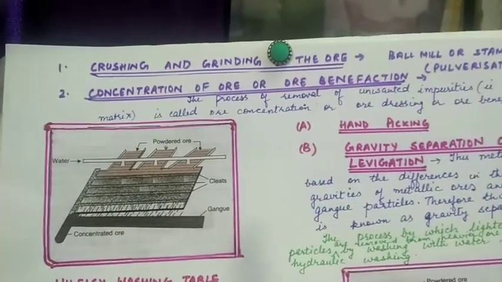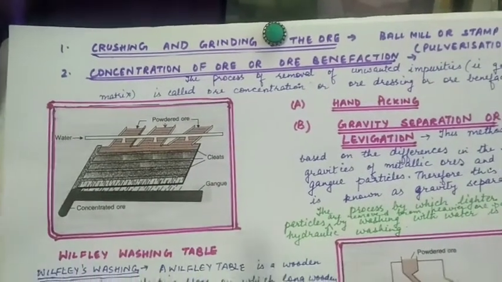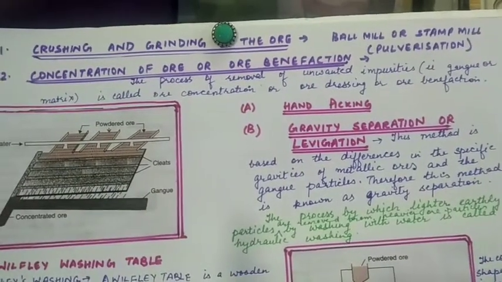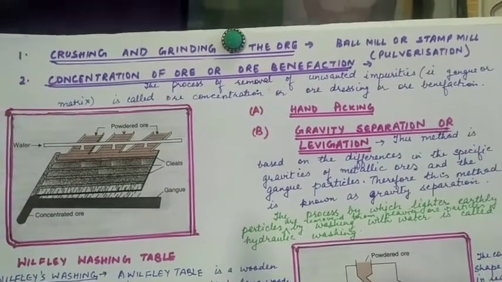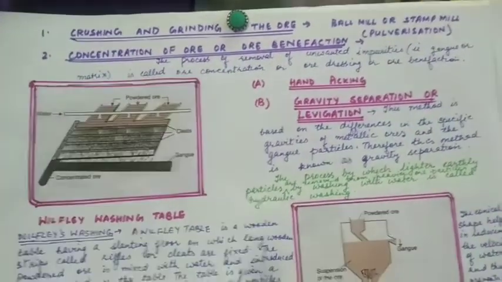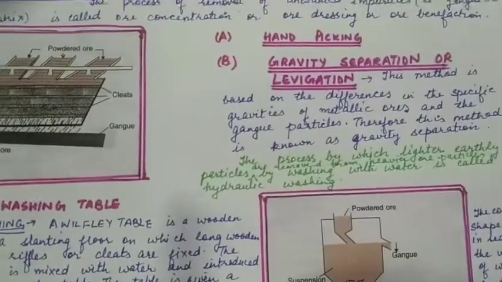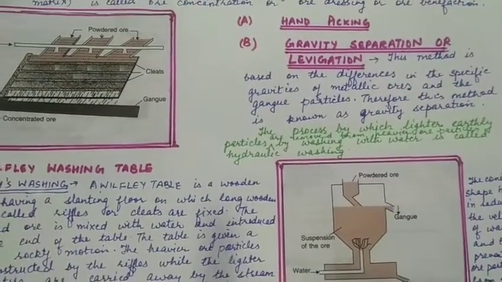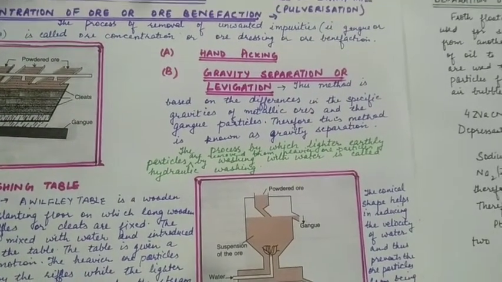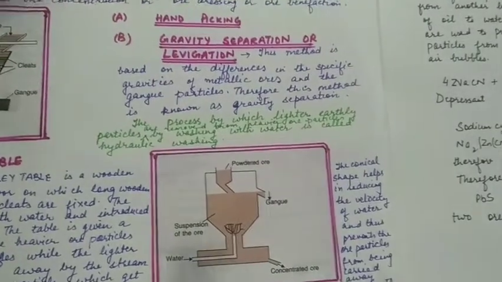After the ore is powdered, the second step is concentration of ore. It is also called ore dressing or ore beneficiation. The ore is cleaned, the gangue or matrix is removed, and the process is called concentration. We can use different methods for concentration of ore. First is hand picking. In this process, the ore is simply picked out by hand and then the adherent rocky material is broken away with a hammer.